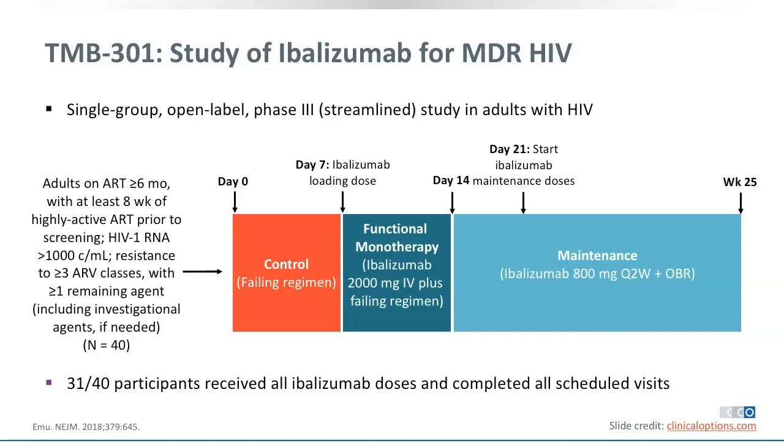So let's talk about TMB 301, which was the study that led to the approval of ibalizumab for multi-drug-resistant HIV. So this was a single group open label trial that was phase 3 of 40 patients. So again, getting back to the idea that these are smaller trials.